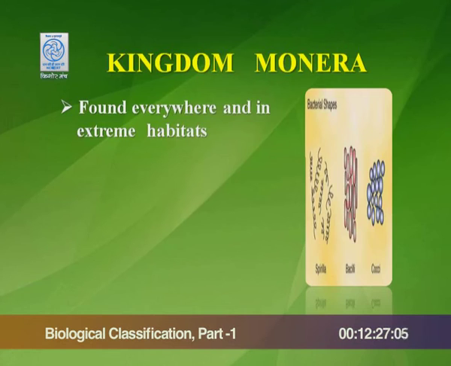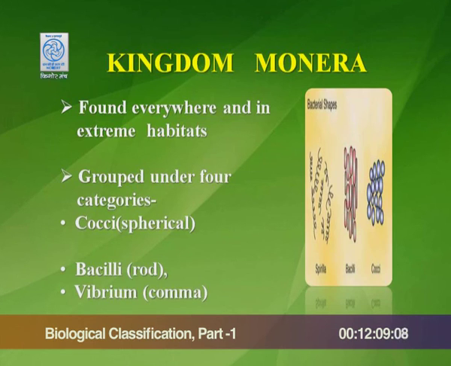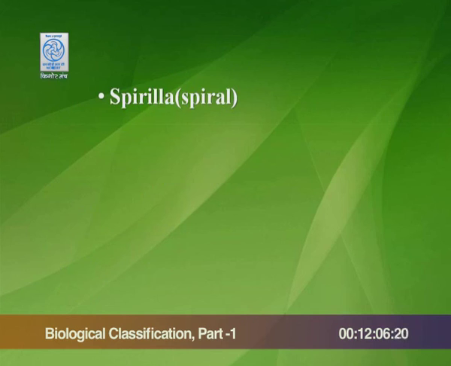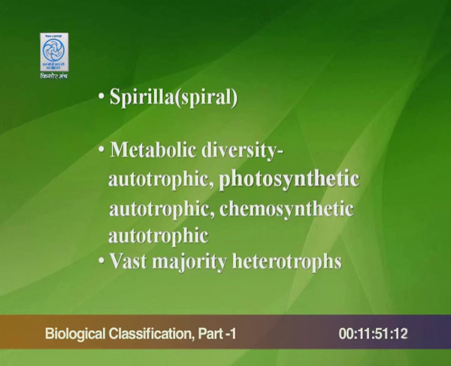Kingdom Monera. It is found everywhere and in extreme habitats. It is grouped under 4 categories based on their shapes: Cocci, which are the spherical ones; Bacilli, the rod-shaped ones; Vibrio, the comma-shaped; Spirilla, the spiral-shaped. They have metabolic diversity. They may be autotrophic, photosynthetic autotrophic, as well as chemosynthetic autotrophic.